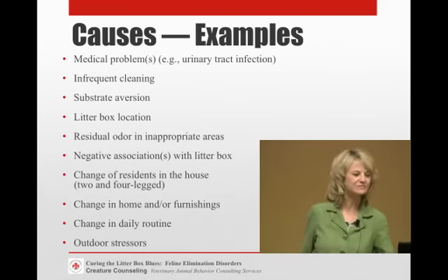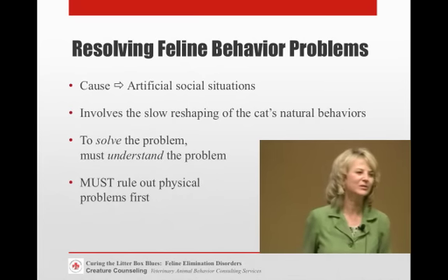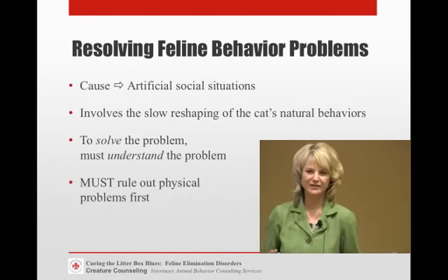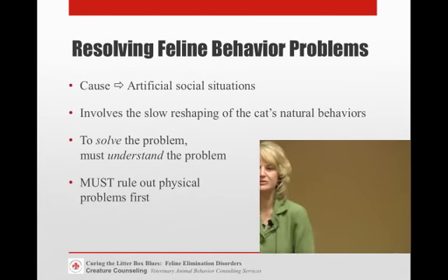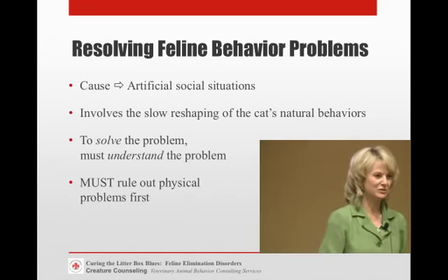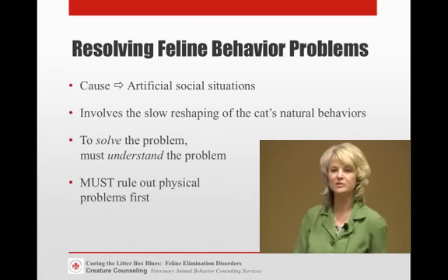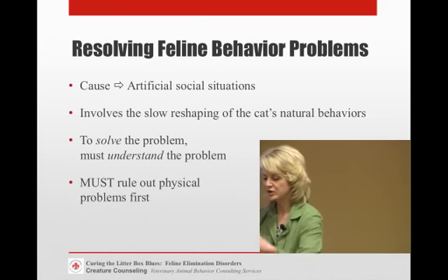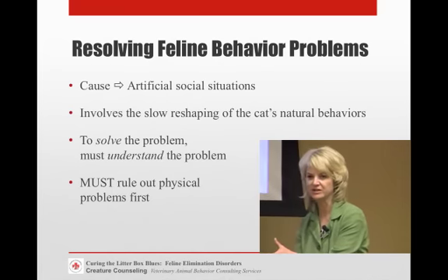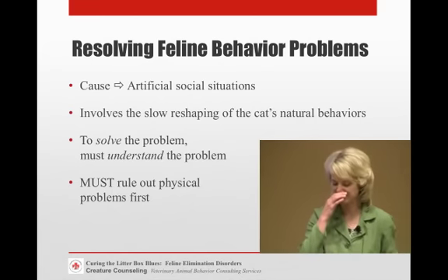All right. So in general, how do we resolve behavior problems? Well, the first thing we have to remember is that the cause is usually the artificial situations that we put them in. Instead of being able to urinate any place they want, like they would in the wild, we ask them to go to one specific place, usually in a tiny little box, next to the noisy washing machine, way down in the bottom of the basement. I know that's the extreme.